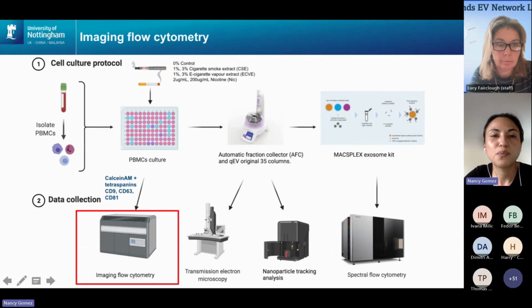So next, we focused on looking at the imaging flow cytometry. Again, our PBMCs were cultured up to 48 hours, and we had them under different conditions. We had our control, which was no exposure, our 1% and 3% cigarette smoke extract, or CSE, 1% and 3% e-cigarette vape extract, or ECVE, and our 2 microgram and 200 micrograms per mil of nicotine, which we know we find in both cigarettes and e-cigarettes. After we cultured them, we also added calcein AM and our anti-tetraspanin antibodies, which were specific for CD9, CD63, and CD81.